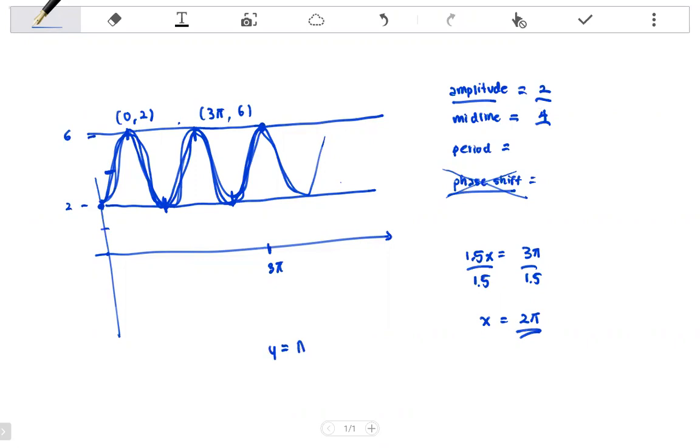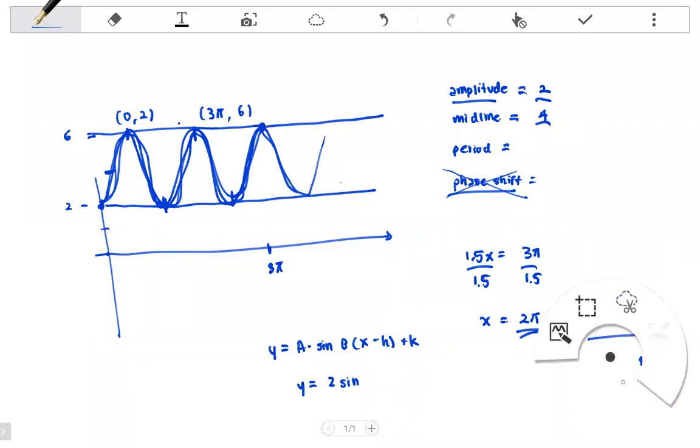y equals A times sine B of x minus h, plus k. Let's plug it in. A is our amplitude, so 2 sine. B is our period, but B is not our period. 2π is our period. And if we want to know what B is, B is going to be 1 according to this equation. B is 1 because 2π is our period.